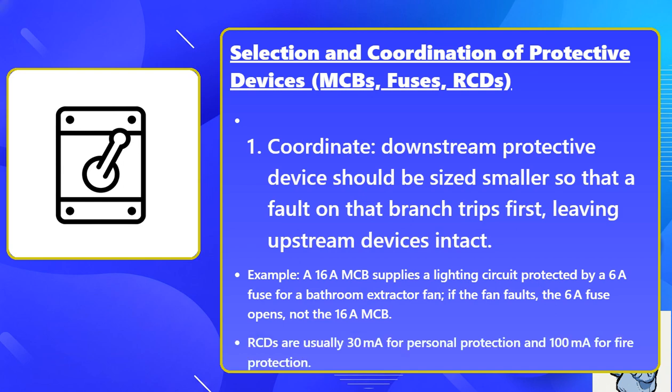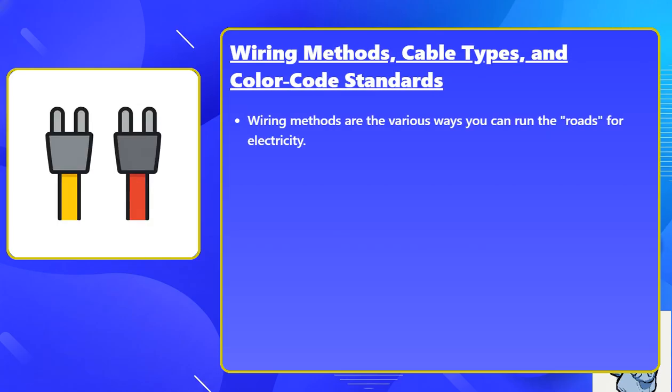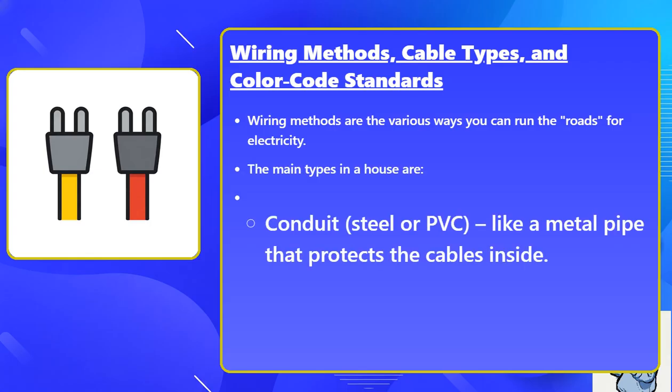RCDs are usually 30 milliamps for personal protection and 100 milliamps for fire protection. They are placed at the main board or subcircuits depending on regulations. Wiring methods are the various ways you can run the roads for electricity. The main types in a house are conduit, steel or PVC, like a metal pipe that protects the cables inside.